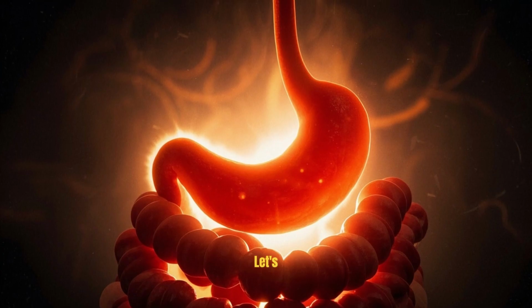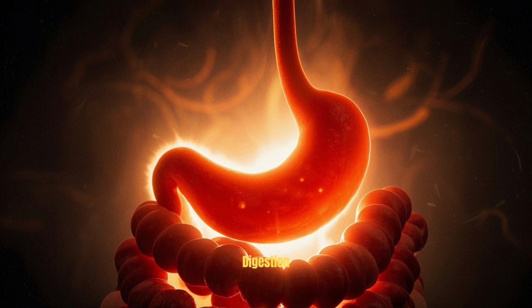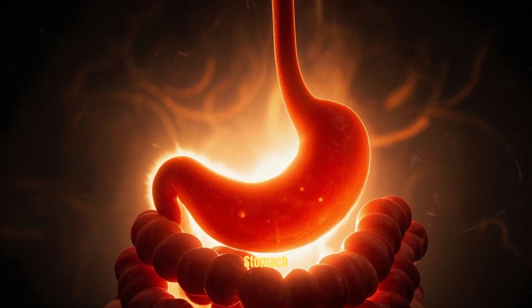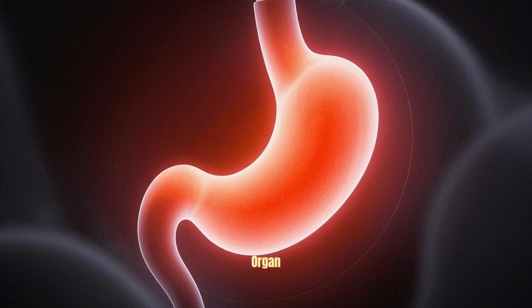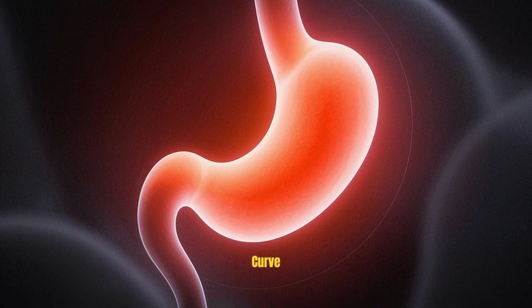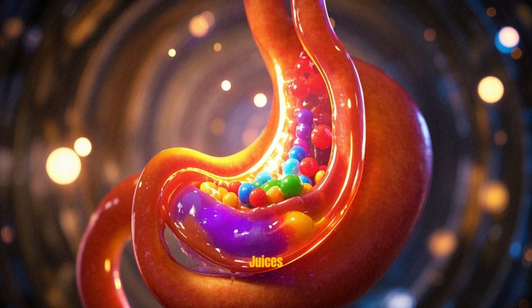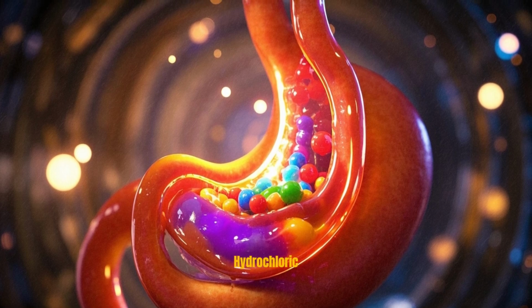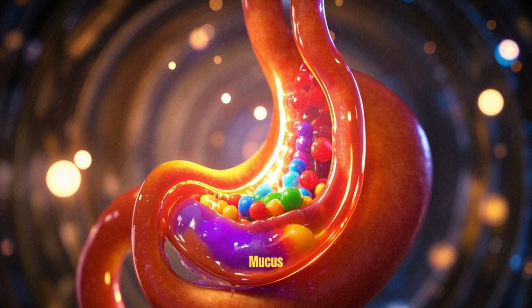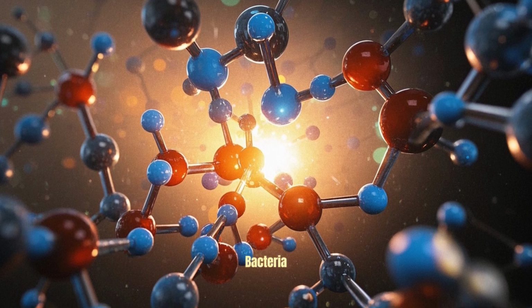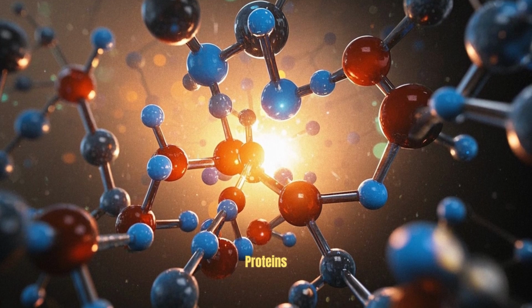Next up, let's talk about the third stage of digestion, which takes place in the stomach. The stomach is a large muscular organ that has a J-shaped curve. When food enters your stomach, it mixes with gastric juices. Gastric juices contain hydrochloric acid, pepsin, and mucus. Hydrochloric acid kills bacteria and denatures proteins.